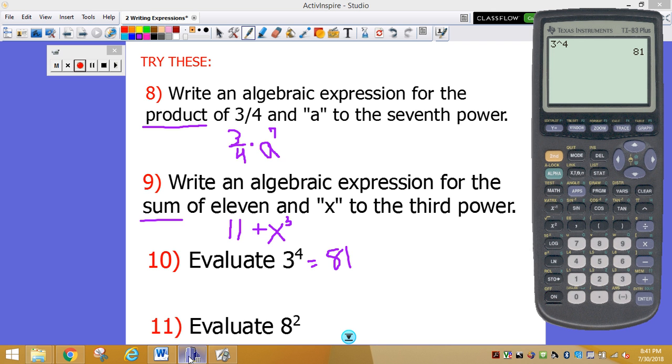So let's do another one. Actually, you guys tried this one on your own, 8 squared. See if you can type that in. So hopefully you typed in 8 raised to the 2nd power, and you get 64.